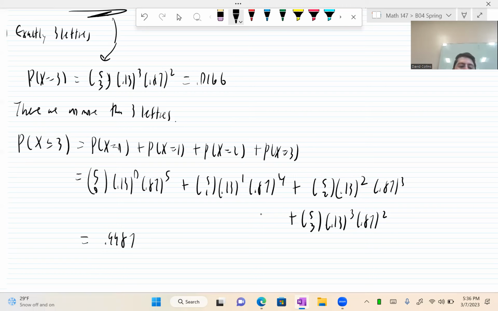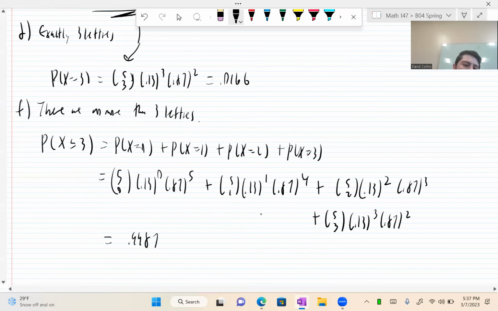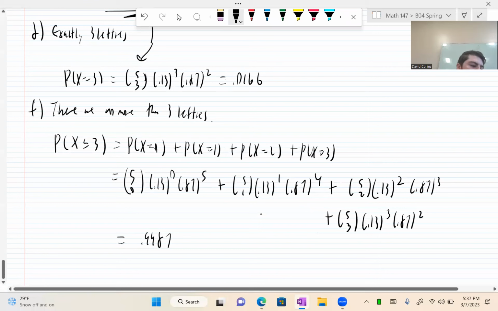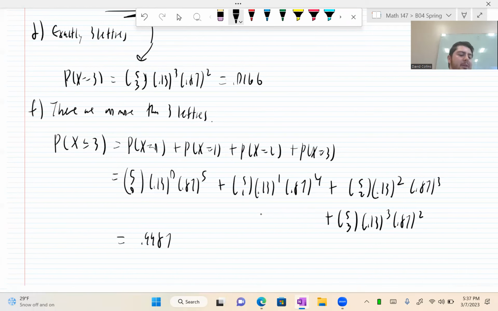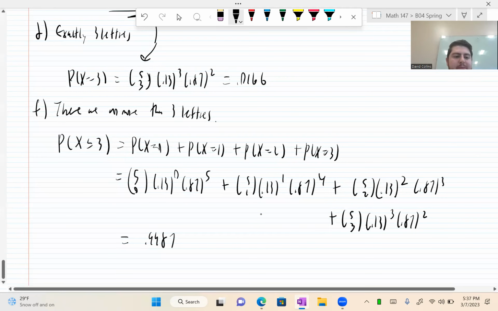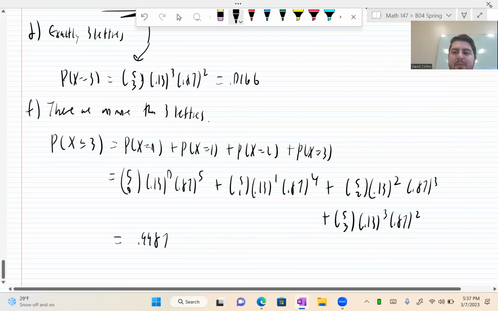So you guys see how we're applying this, right? We're just changing the numbers around a little bit. And this is a really good question because it goes back and forth between geometric and binomial just by slightly different word choice in the questions. Any questions on this? Okay, let's go on.